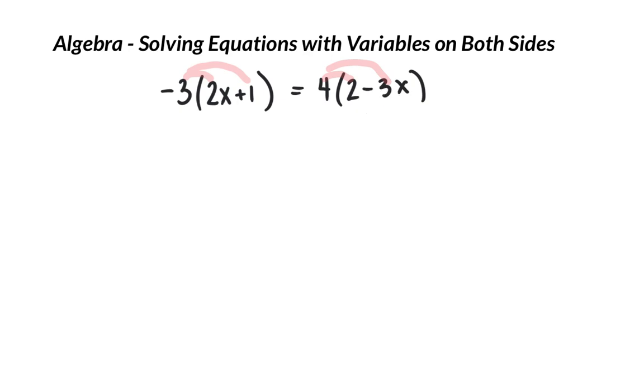So let's do that. We're going to have negative 6x minus 3. We just got to be careful to have our negatives. And then over here, 4 times 2 and 4 times negative 3x. And here we are. Now we're at the point where it looks like the previous problems. I'm going to move the negative 12x. To get rid of a minus 12x, I'm going to add 12x so that it's 0.